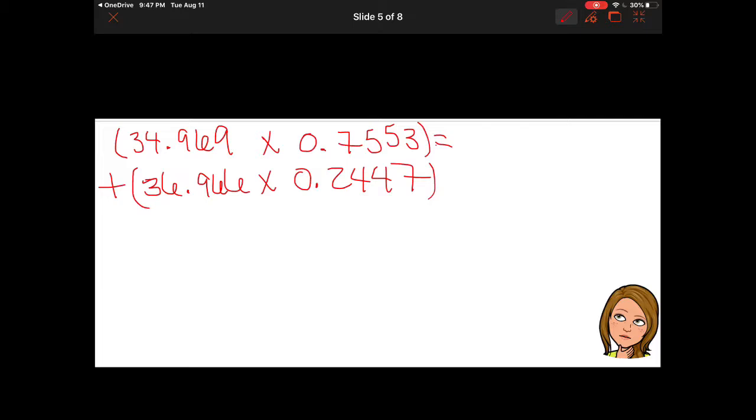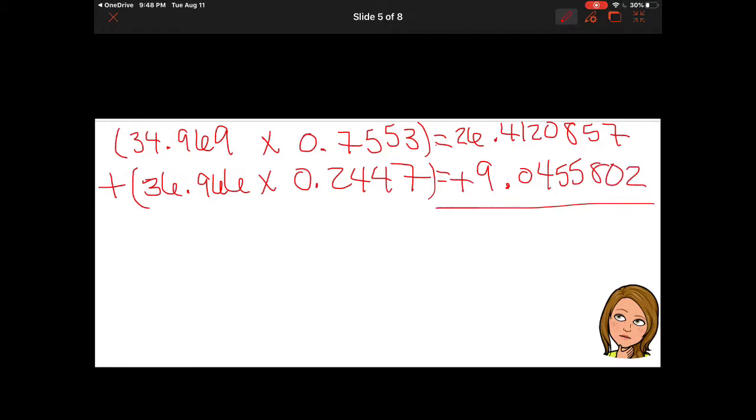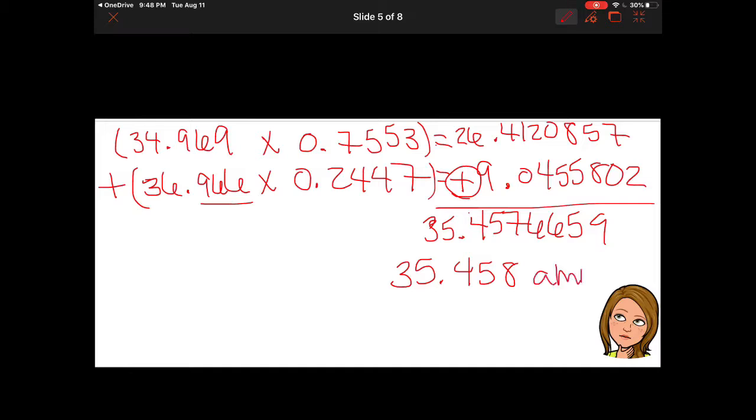So 34.969 times 0.7553 is 26.412087. And 36.966 times 0.2447 is 9.0455802. Remember that our formula is the sum of these two numbers, meaning we're going to add them up. So that will be 35, that's an ugly 35.4576659. Checking significant figures, we added, so we're going to do decimal places, which was 3, 35.458 AMU is our final answer. And look at us go, we are doing math.